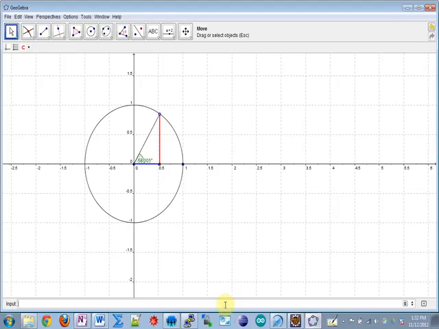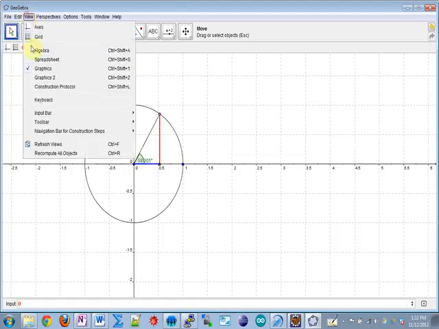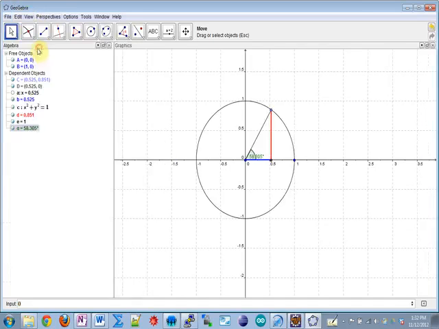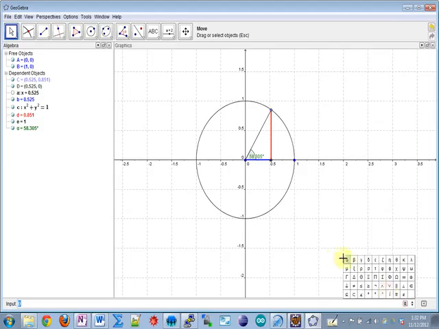I'm going to go to my input bar at the bottom. I'm going to create a point whose x-coordinate is the measure of that angle. So I have to find out what GeoGebra is calling that angle. Of course, it won't tell me. Okay, they're calling it alpha. So for the x-coordinate of this point, I'm going to say alpha. It always does that. Okay, so I'm going to create a point whose x-coordinate is this angle.